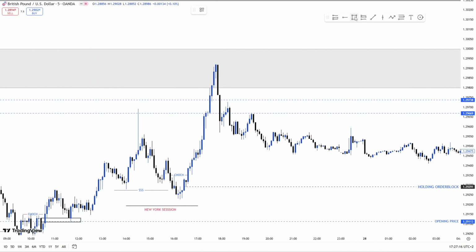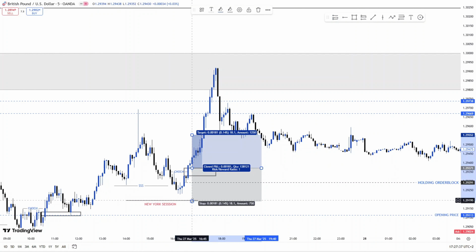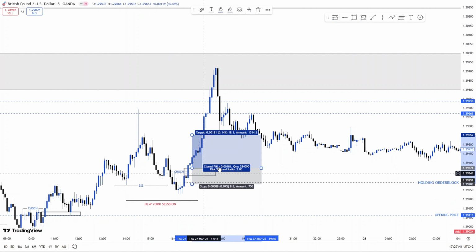Besides the holding order block, what do we see? We have a fair value gap here, accompanied with the holding order block. So I know very well that price is not gonna come below here. So where am I gonna enter off my trade? I'm gonna use this fair value gap over here and put my stop loss below the holding order block. Look what happens. Price taps in and goes straight up.